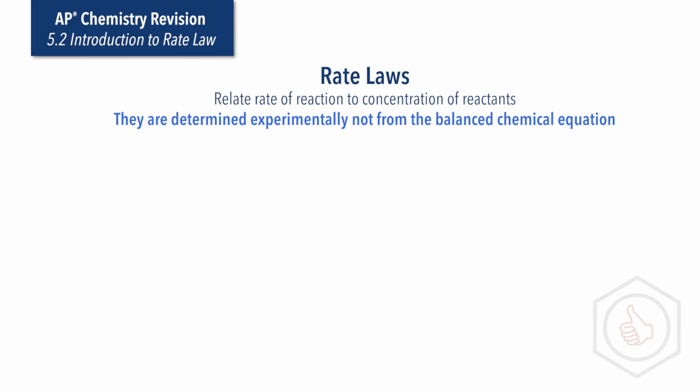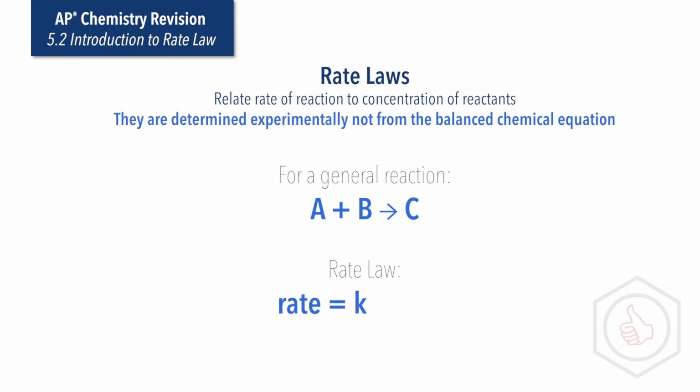So, for a general reaction such as A plus B going to form C, the rate law would be rate equals rate constant k multiplied by the concentration of A raised to the order of reaction with respect to A, m, multiplied by the concentration of B raised to the order of reaction with respect to B, n. And the overall order of the reaction equals m plus n.